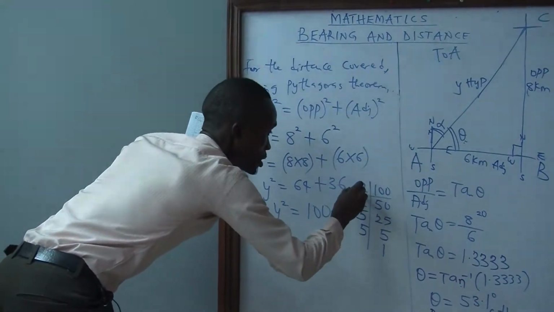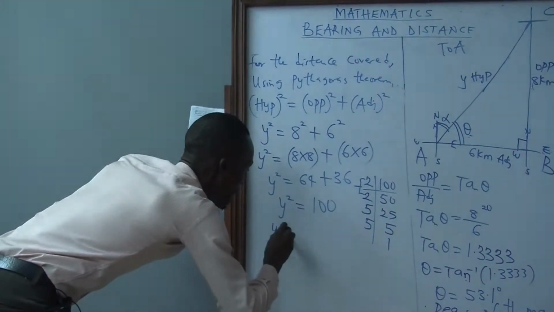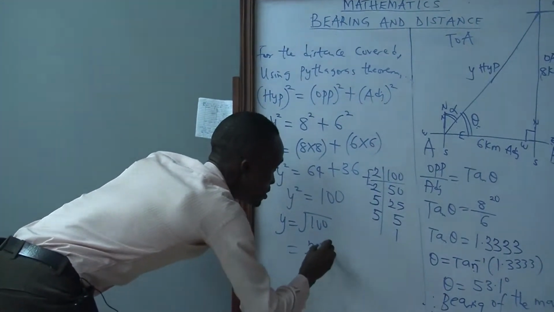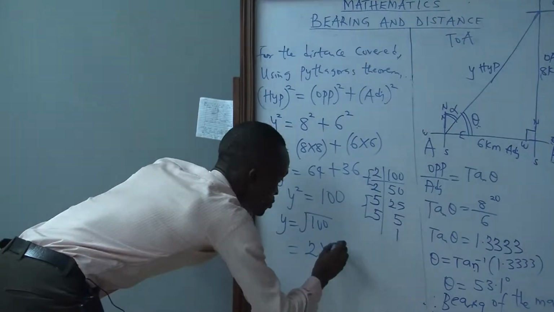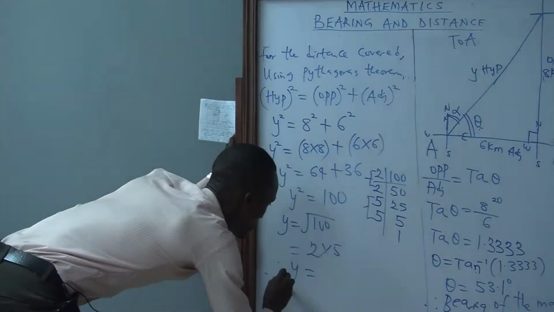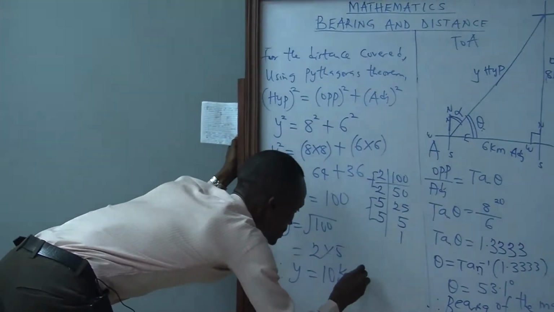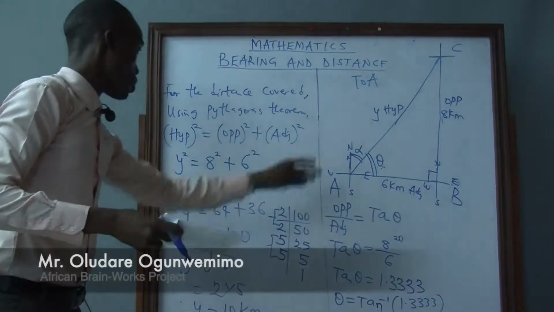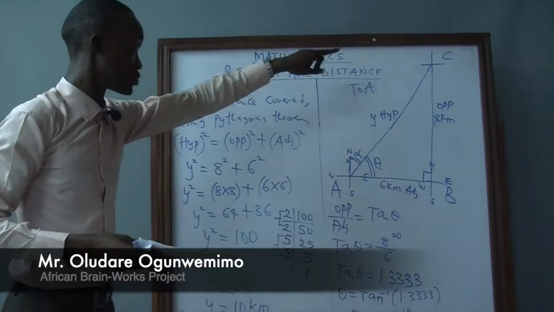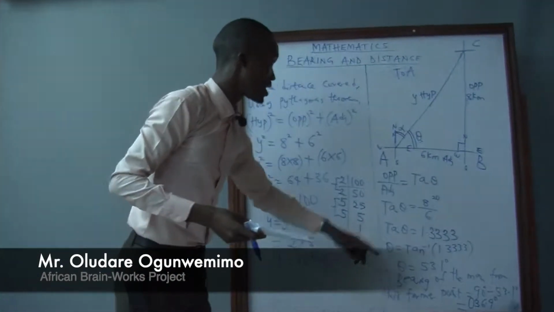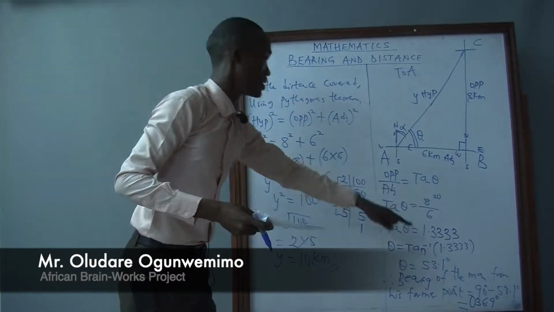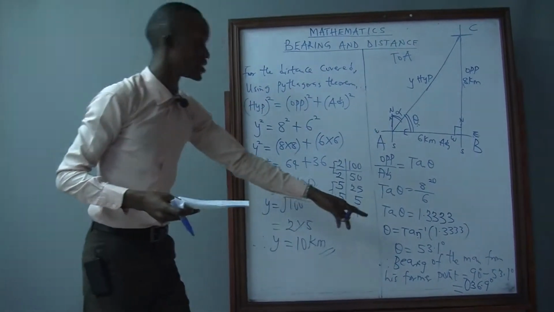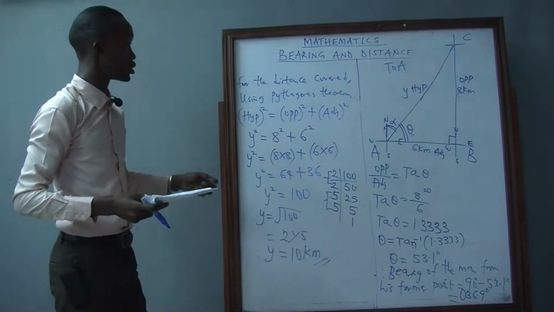So we take them in 2s. So this one is 2. So y is equal to square root of 100. This one we take as 1, 2, and these 2 also we take as 1. 2 multiplied by 5. Therefore, from there, y is equal to 10 kilometers. So therefore, the man that started from A has covered a distance of 10 kilometers to get to C, and the bearing of his movement from A is also 036.9 degrees, and that gives the solution to that question.